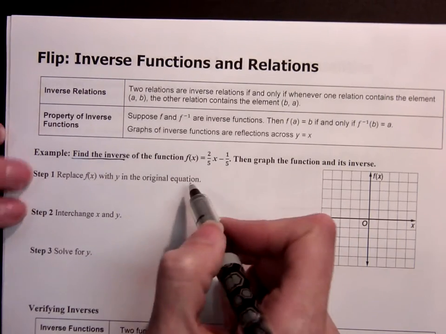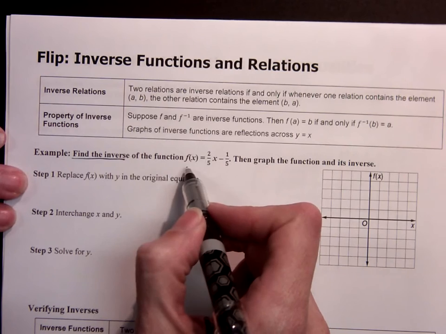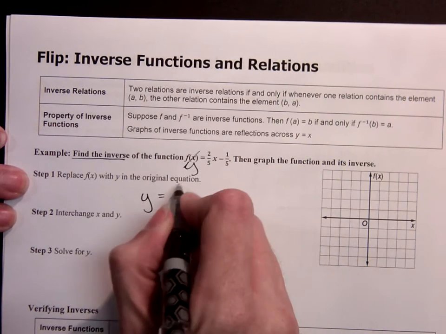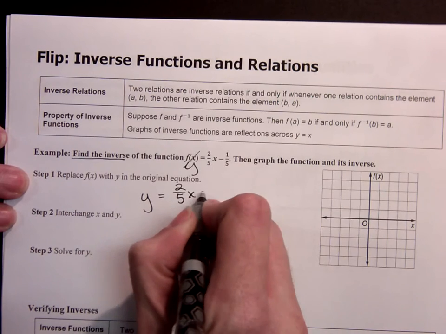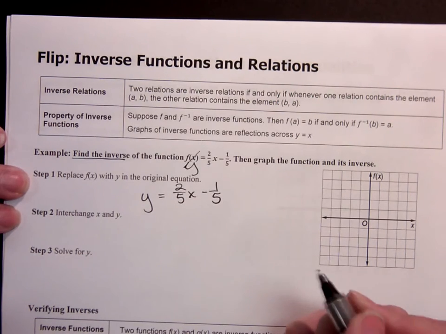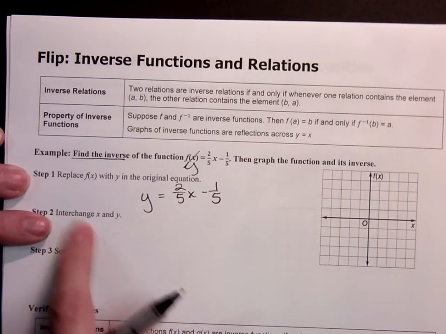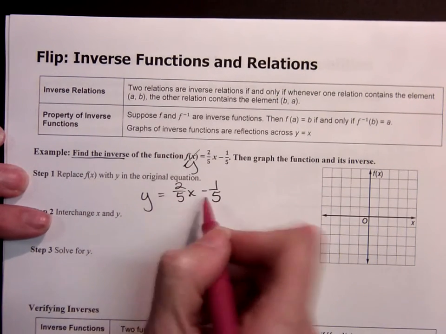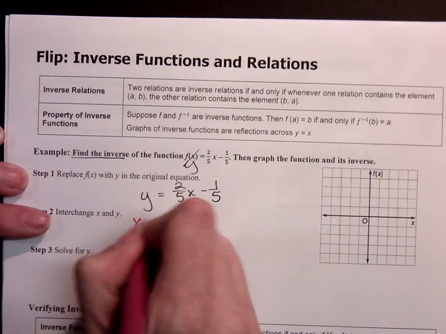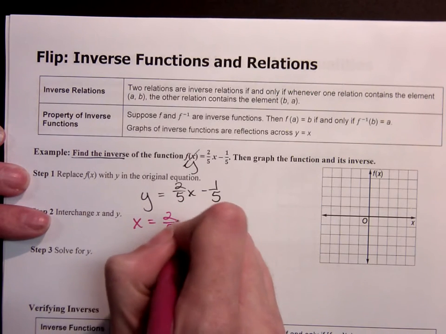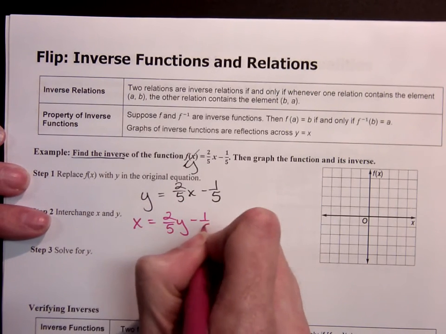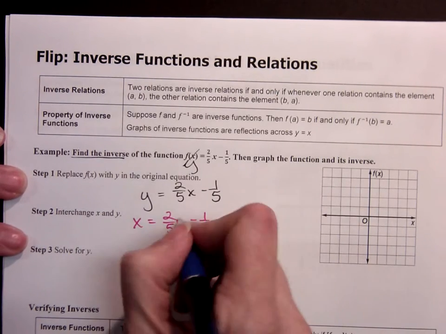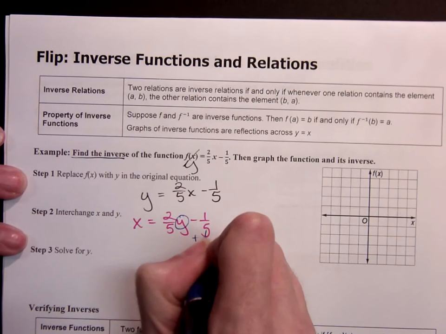So really all we're going to do is change that to y. Y equals 2/5 x minus 1/5. And then we're going to swap out x and y, because if we're undoing the operations, then it doesn't matter which one is where. X equals 2/5 y minus 1/5. And then we solve for y. So I'm trying to get the y by itself. We're going to add 1/5.